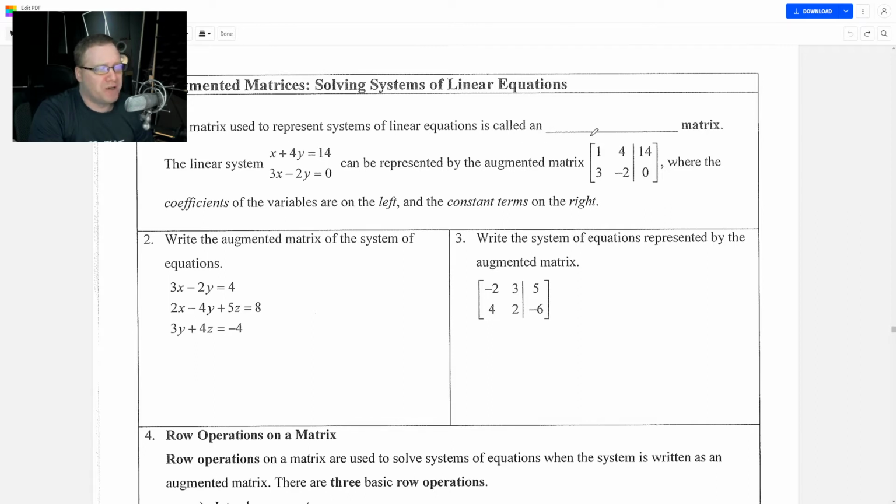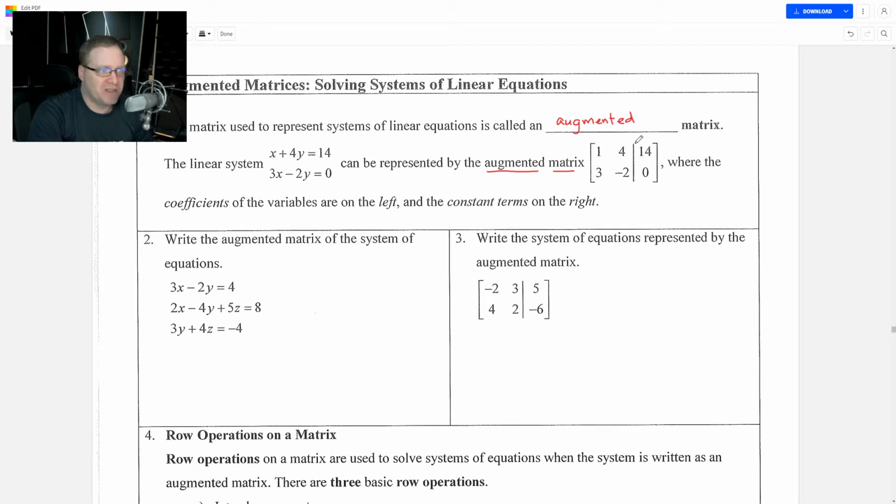Is called a what? It's actually called an augmented matrix. So we're going to write that here, augmented. They give us an example right here. We have a linear system, x plus 4y equals 14, 3x minus 2y equals 0. We can write this as an augmented matrix. It will look like this.